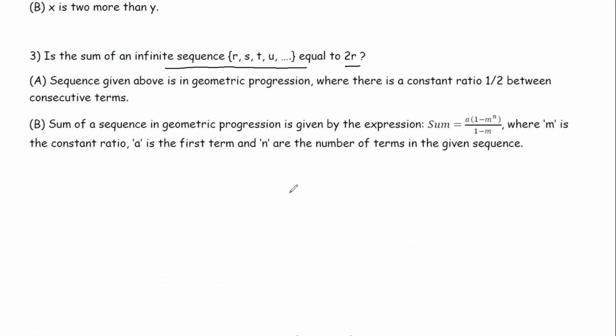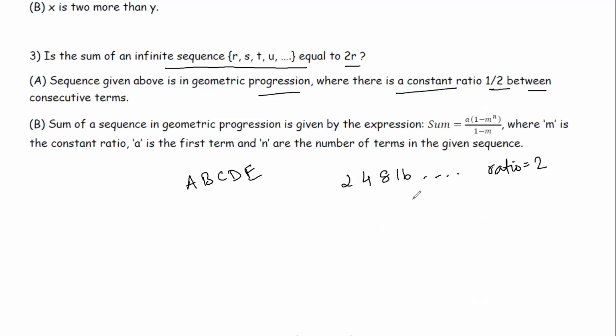So this becomes a little bit expression based, or a little bit technical, or you can say a little bit advanced. So the sequence given above is in geometric progression where there is a constant ratio half between consecutive terms. So the first statement tells us that the sequence is a geometric progression. Now remember, in geometric progression you have sequences like 2, 4, 8, 16. So out here the ratio is given as 2.